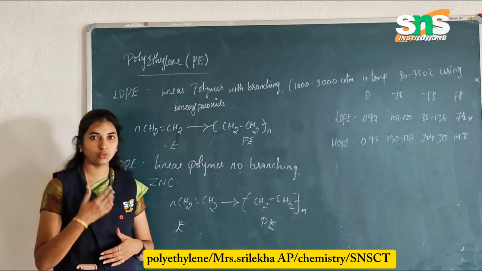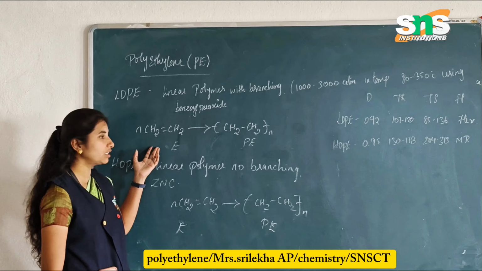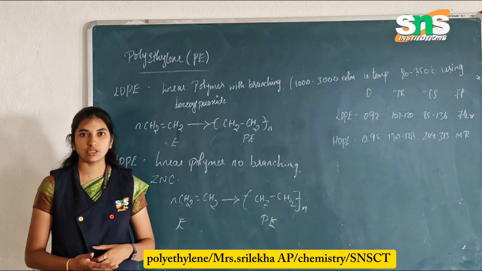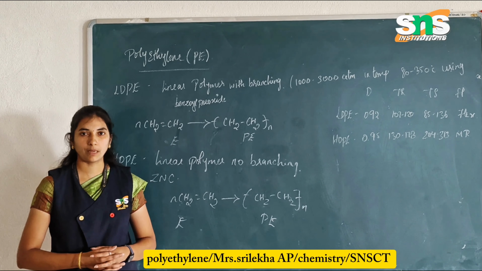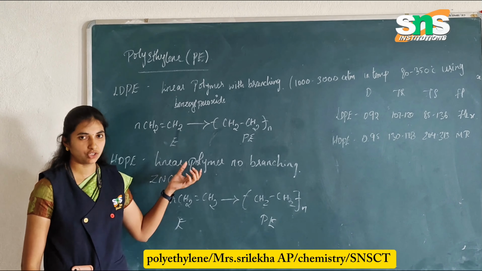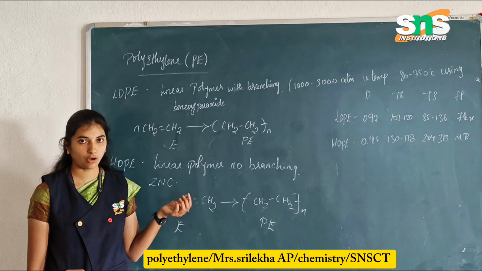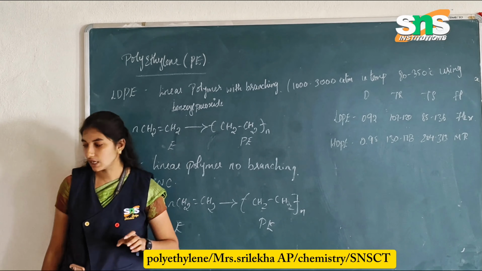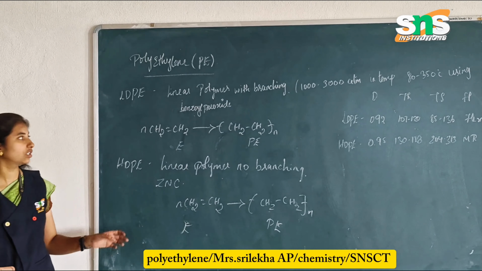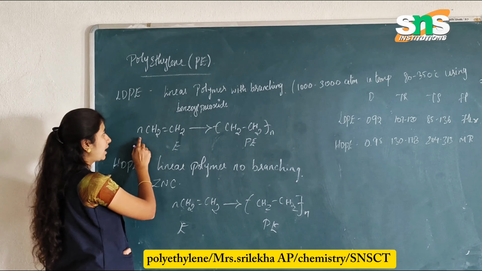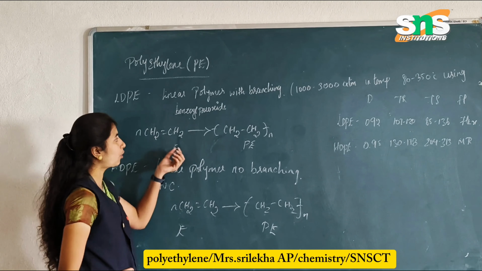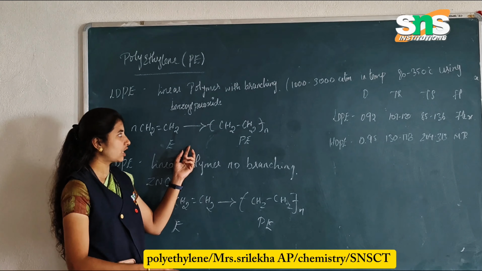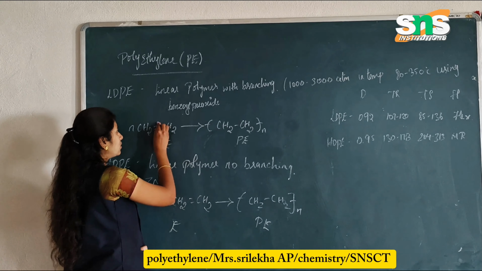It is a linear polymer with only CH2 groups, and branching materials such as fluoride, hydroxide and metal oxides can be added in LDPE. I have given this example of the monomer, that is ethylene, n CH2=CH2. This n CH2=CH2 monomer of ethylene reacts under the polymerization reaction with benzyl peroxide as a catalyst.